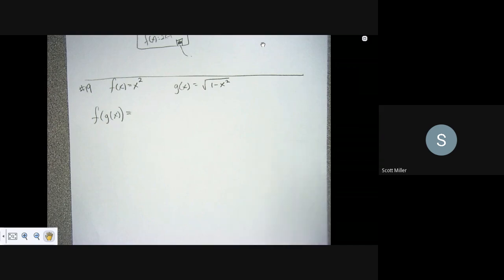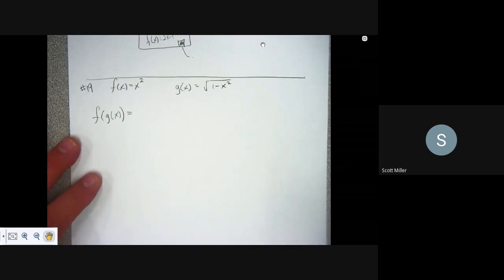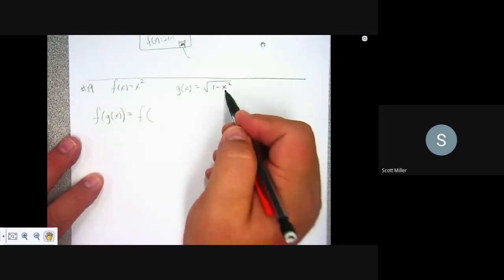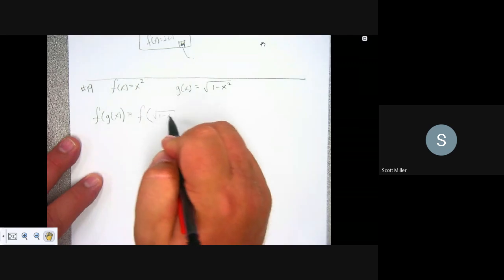Now, mathematically, this shouldn't be that difficult. So let's go through the process and see if we can figure this out. G is the inside function, so this is going to be F of G, which is the square root of 1 minus x squared.